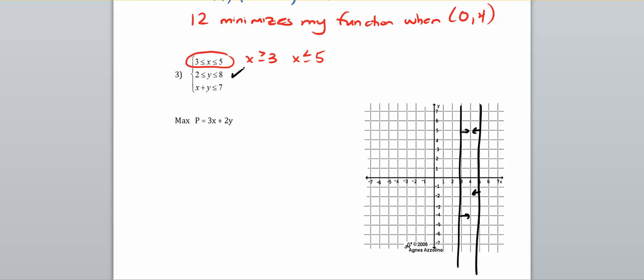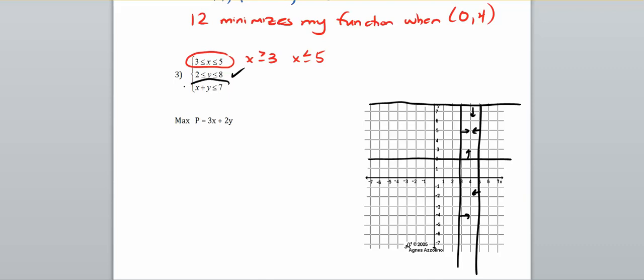Then let's go ahead and do the same thing. Now y is greater than 2, and it's less than or equal to 8. Well, those are going to be horizontal lines at 2, and I kind of have to fudge this one up here and put 8 right at the very top. So if I'm less than 8, I'm down here, but I'm greater than 2, it looks like I'm in this rectangular region.